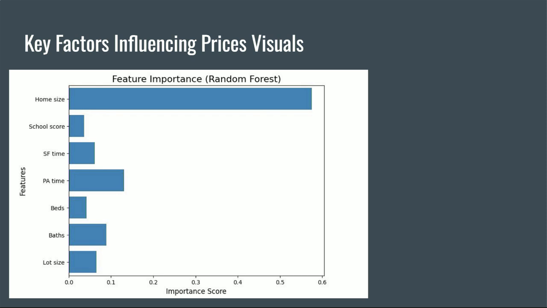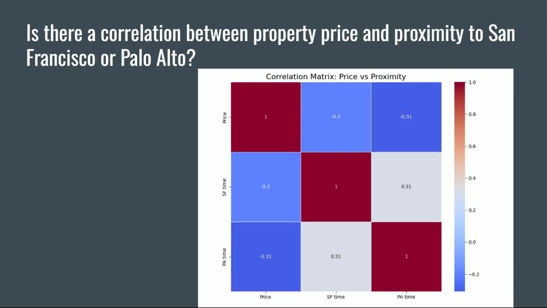So this graph showed which features were important in determining property prices using the random forest model. The home size and commute times to San Francisco or Palo Alto were the strongest indicators. And school scores also played a significant role, particularly in areas with higher property prices.